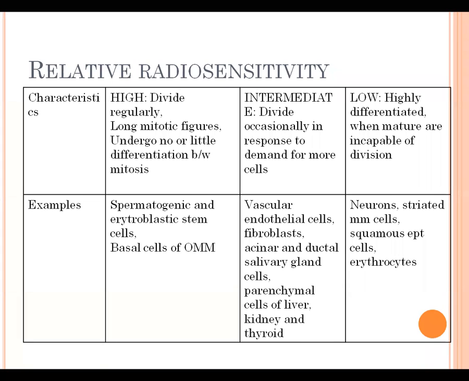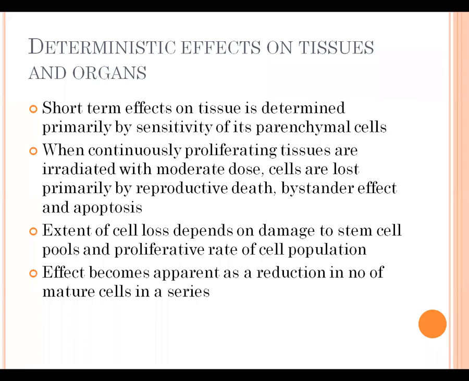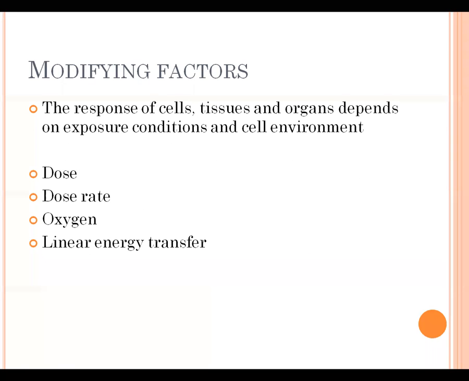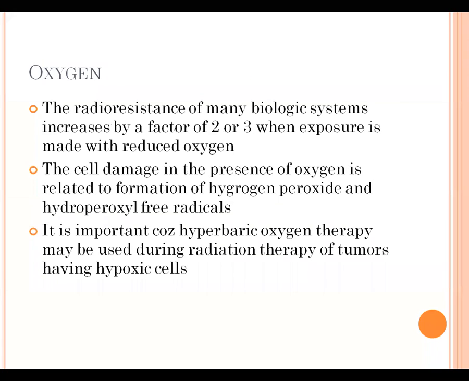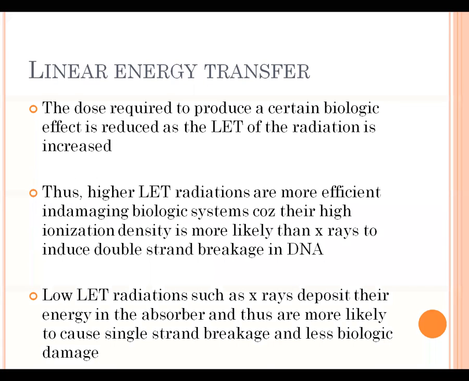Then we have seen radiosensitivity: high, intermediate, low. Then modifying factors: dose rate, oxygen, and linear energy transfer. Linear energy transfer (LET) is the dose required to produce a certain biological effect. It is produced as the LET of the dose is increased.